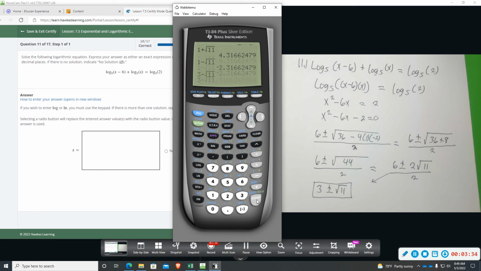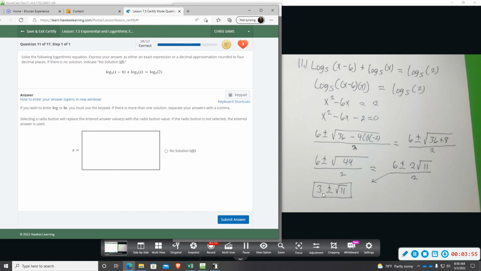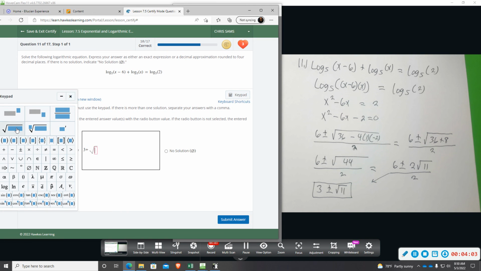The minus, I'm pretty sure, is going to be negative, so we can't use the 3 minus square root of 11. And then let's see, can we use 3 plus square root of 11? Plus. And that's just over 6. So we can use this one. So the only solution that works is going to be 3 plus square root of 11, not the minus. So we're going to do 3 plus square root of 11.